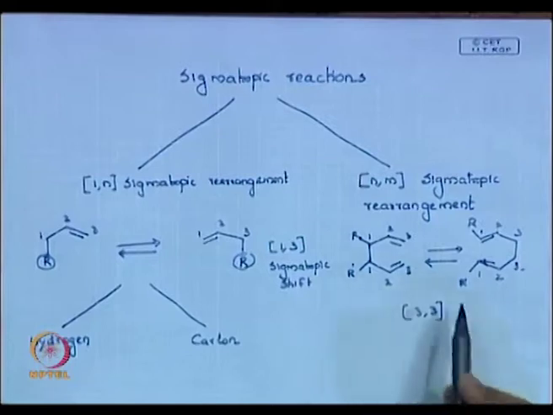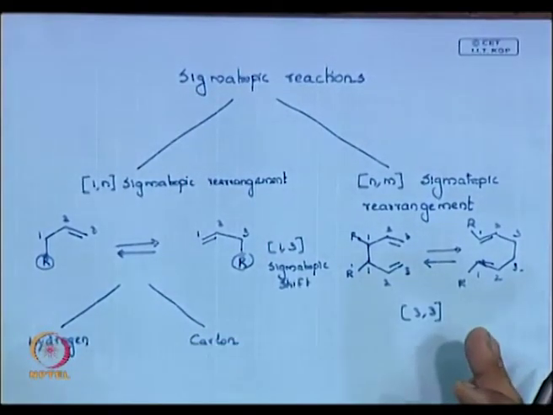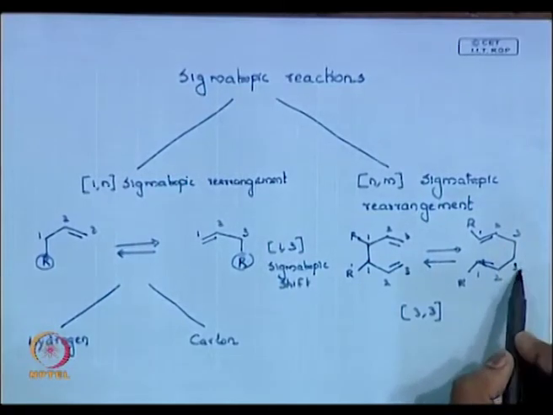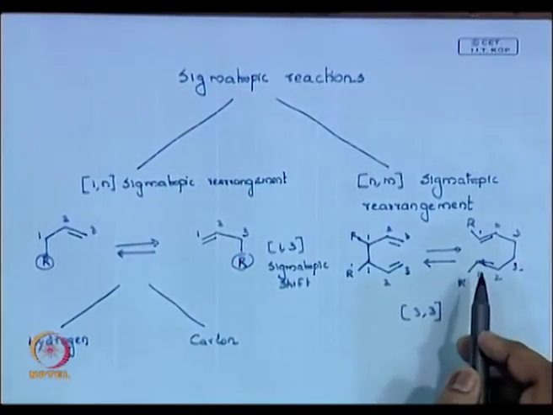So you have to find out where the new bond has moved. Okay, in this case it is 3 and 3, so your N is 3 and M is 3. If it is 2 and 3, yes, it becomes a 2,3 sigmatropic shift.